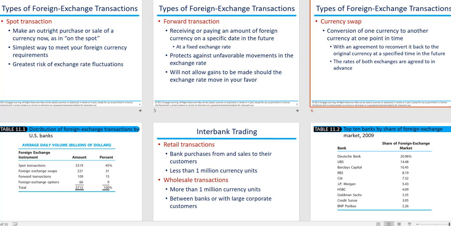A third type of transactions are called currency swaps. It basically is an agreement between two entities on converting one currency into another at a predetermined point in time. And this also demands that there is going to be a reconversion back to the original currencies each entity involved in the deal had at the beginning.